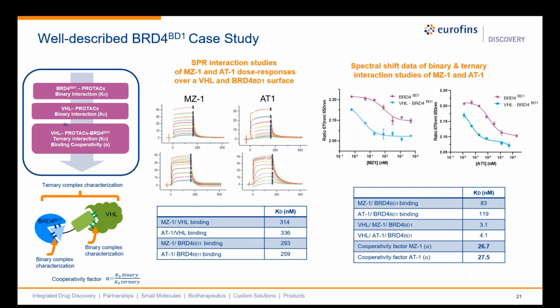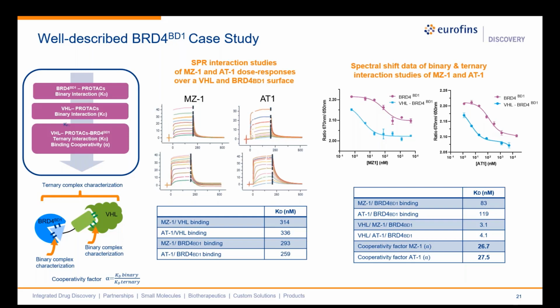As depicted on the left side, MZ1 or AT1 bind the BRD4 BD1 domain and the ligase VHL. Binary interactions were determined either by SPR and spectral shift and show both very similar affinities in the nanomolar range.